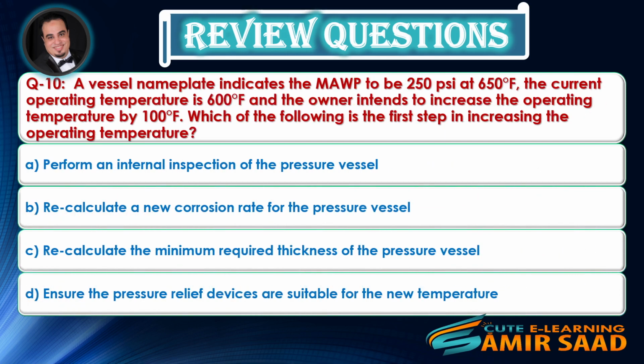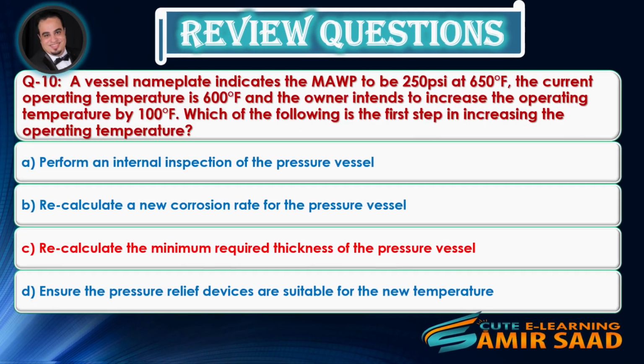Question number 10. A vessel nameplate indicates the MAWP to be 250 psi at 650 degrees Fahrenheit. The current operating temperature is 600 degrees Fahrenheit and the owner intends to increase the operating temperature by 100 degrees Fahrenheit. Which of the following is the first step in increasing the operating temperature? Answer is C.